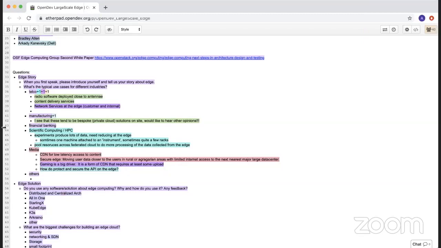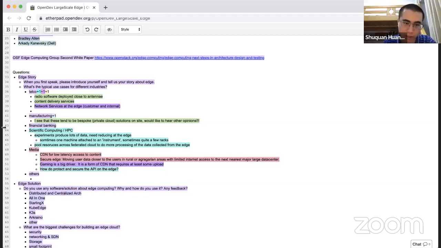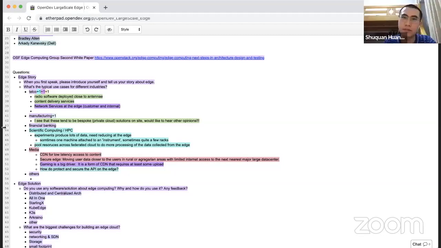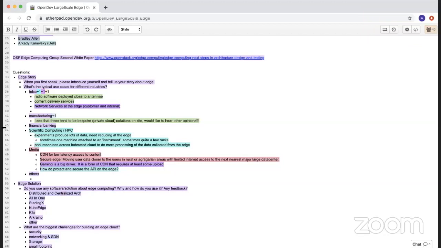So I have another question. Do you see much power over Ethernet in the edge requirements? It's just a general question for the group. You mean, can you say that again? Is there a use case for using PoE at the edge, power over Ethernet? Yeah, PoE.